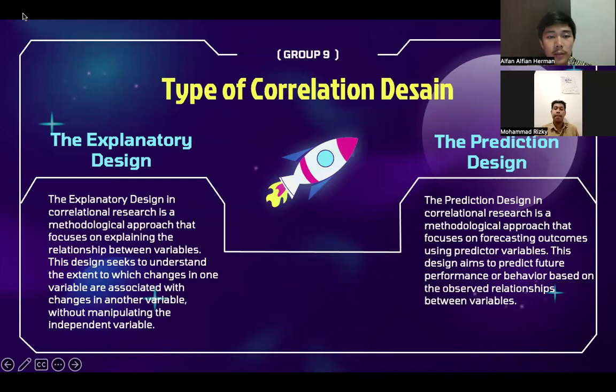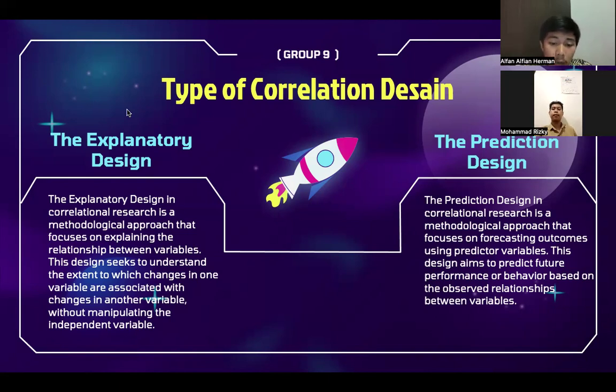Okay, thank you, moderator. So the next material is types of correlational designs. The first is the explanatory design. The explanatory design in correlational research is a methodological approach that focuses on explaining the relationship between variables. This design seeks to understand the extent to which changes in one variable are associated with changes in another variable without manipulating the independent variable.